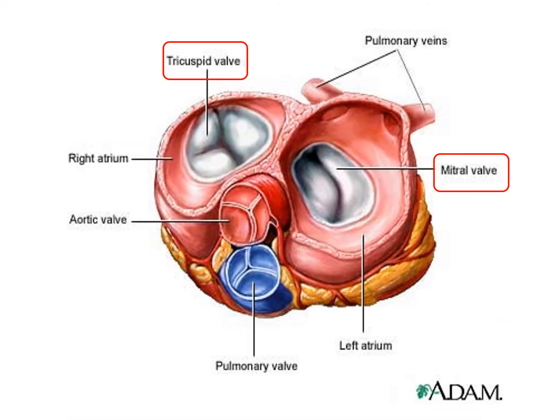Just another view of those bicuspid and tricuspid valves here. You can see the three cusps for that tricuspid valve and two for the mitral or bicuspid valve.